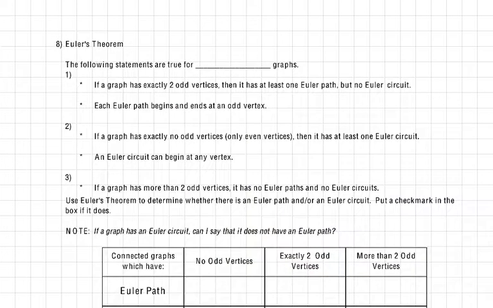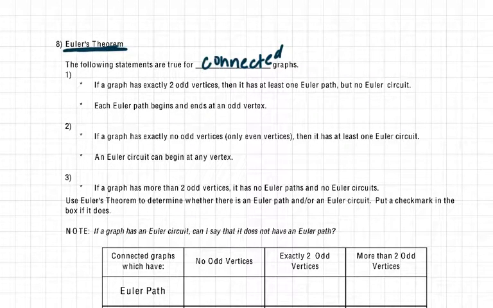So let's get down to what Euler's theorem states. The following statements are true for connected graphs. Now, if you see there was an example of 7. It was missing the graph, so I just am going to go ahead and give this to y'all. These statements are true for connected graphs. So Euler's theorem works for graphs that are connected. Now remember that a connected graph is a graph where for any 2 vertices in the graph, there is a path that will connect them.